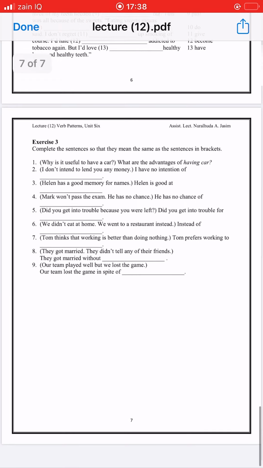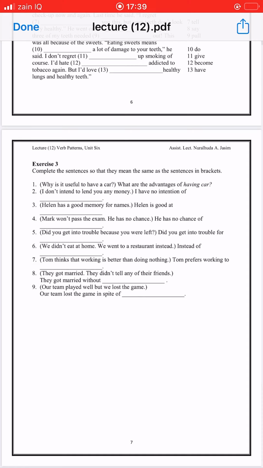Exercise 3. Complete the sentences so that they mean the same as the sentence in brackets. Number 1. Why is it useful to have a car? What are the advantages of having a car? I don't intend to lend you any money. I have no intention of lending you any money.